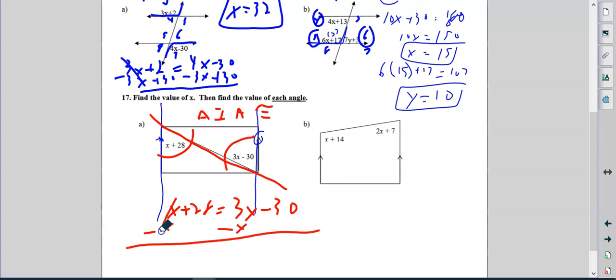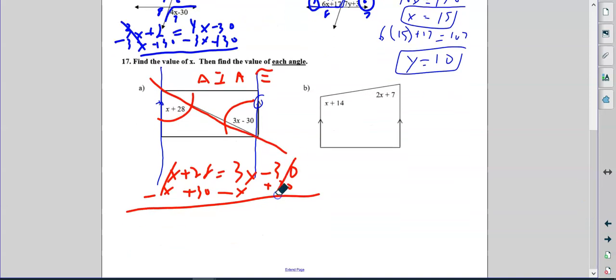Okay, I want my x's on the right side, which means I need my numbers on the left side. You can do this in 2 steps or 1 step. It's up to you. What that's going to give me is 58 equals 2x. 3x minus 1x is 2x. Divide by 2. X is 29.